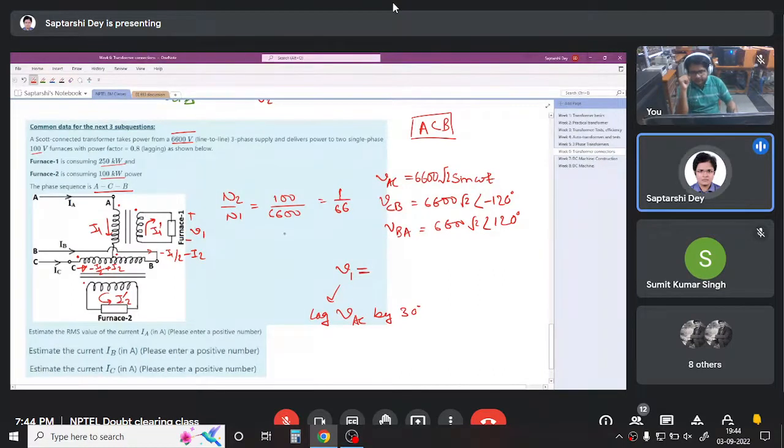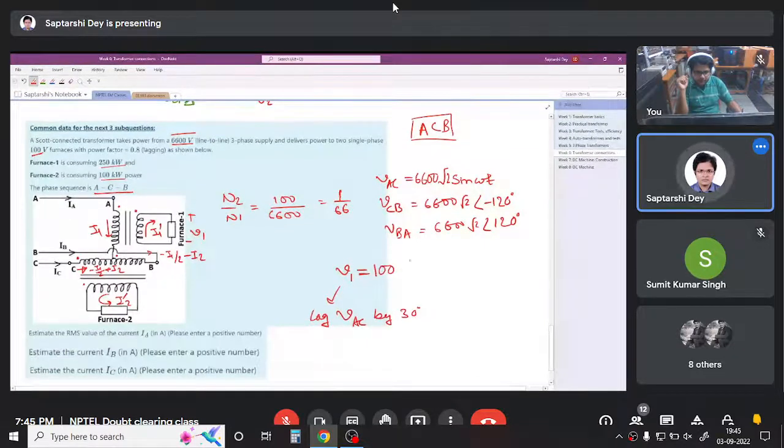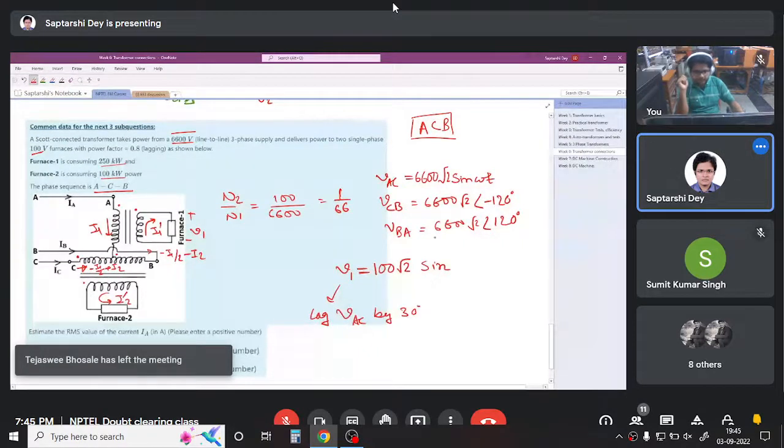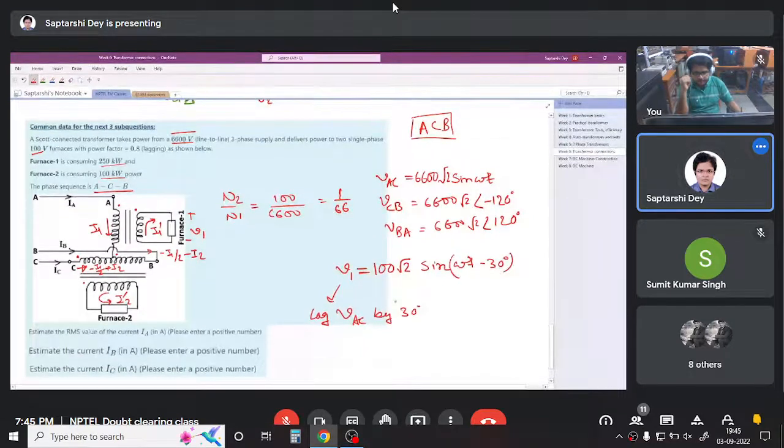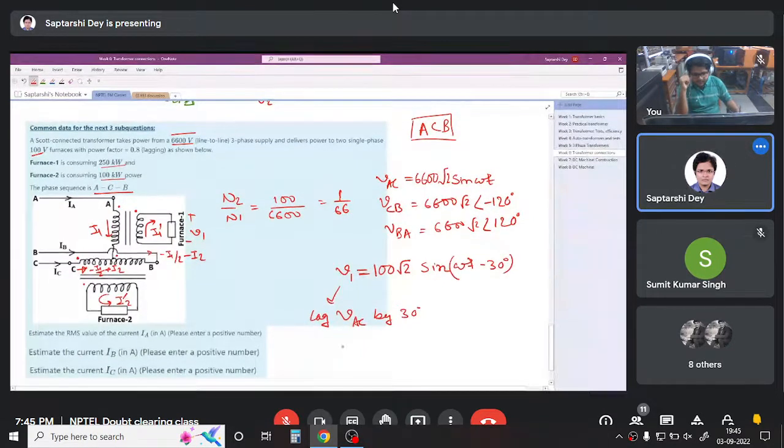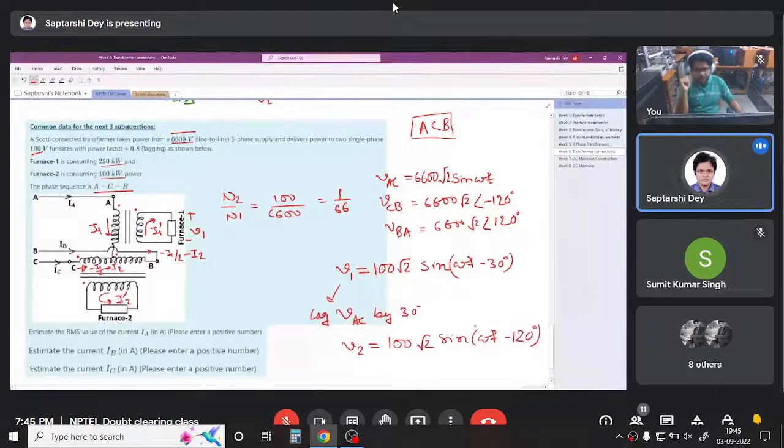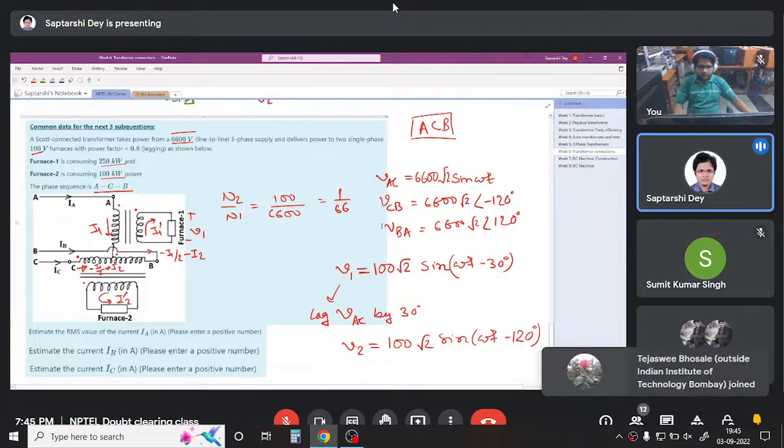And the magnitude of V1 we know, 100 volt. So we have 100 root 2 sine omega t minus 30 degree for V1. And V2 will be 100 root 2 sine omega t minus 120 degree. Correct? Now we have fixed our reference. Everything will happen with respect to that.